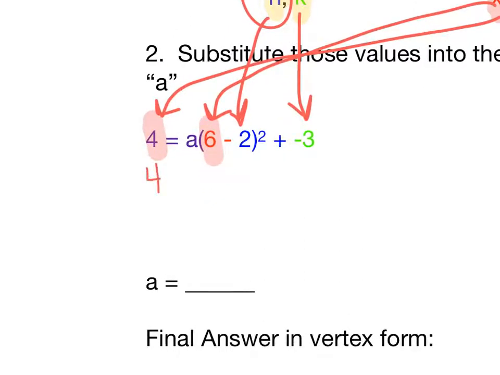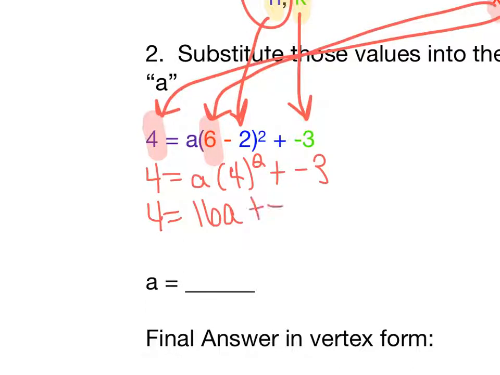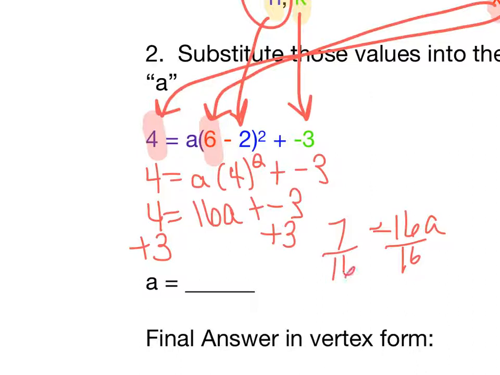So I'm going to have 4 equals a times (6 minus 2) squared plus -3. That is 4 squared, which is 16. I'm going to go ahead and put that 16 in front of my a because we always put our coefficient in front, plus -3. I'm going to add 3 to both sides, and I am going to get 7 equals 16a. If I divide both sides by 16, I get that my a value is 7/16.